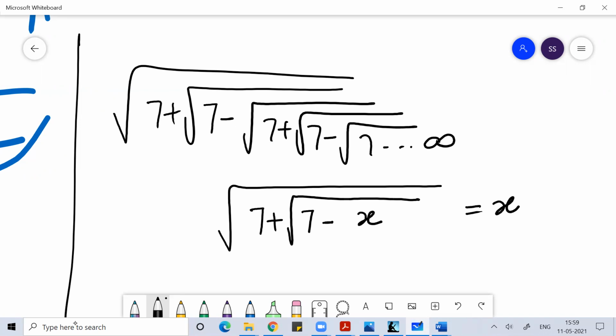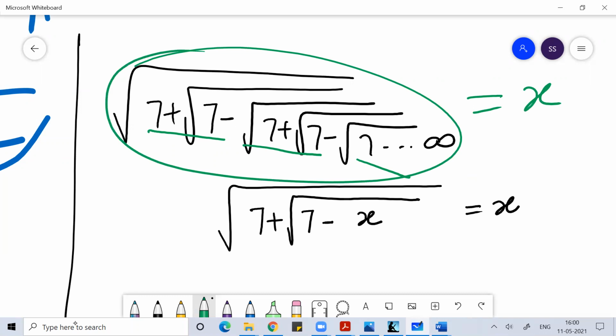So you do not write this, see this. You follow one cycle, you complete one cycle. If you observe the cycle, this is plus minus, then again plus minus, again plus minus. So you complete one cycle. So root 7 plus root 7 minus x is equal to x, because this is your x. What is your x? Your x is under square root 7, then plus, then square root, then 7, then minus. That is the cycle which is repeating. So when the cycle ends, it is x equal to x. I hope you understand.